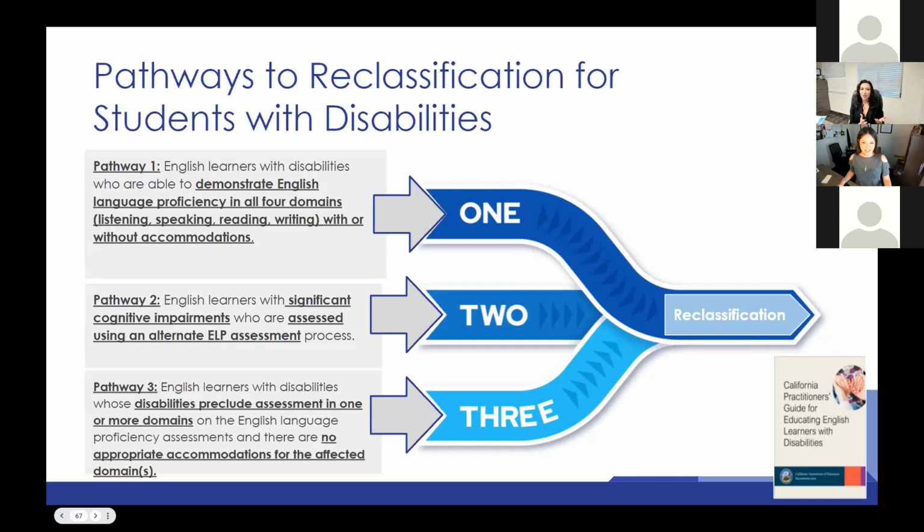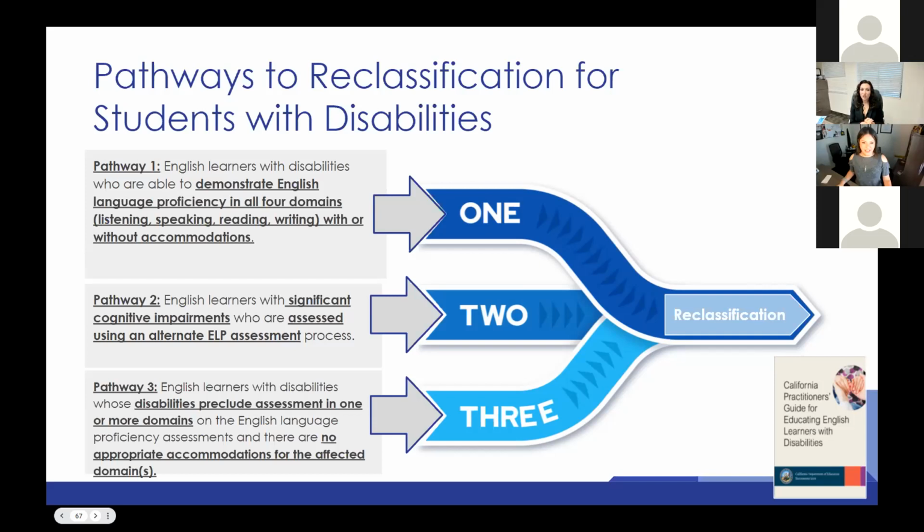The same would be true in pathway 1, where we have students who may have received a domain exemption to meet their unique needs. And then we have students in pathway 2, our students with significant cognitive impairments. This November 1st, we'll have the launch of the alternate LPAC. The alternate LPAC will replace all summative locally determined alternate assessments in California.